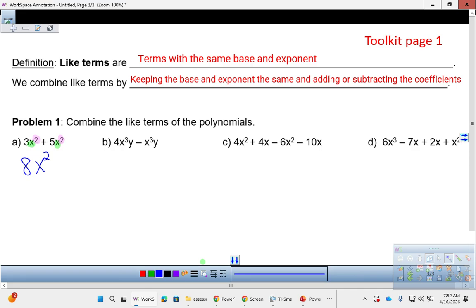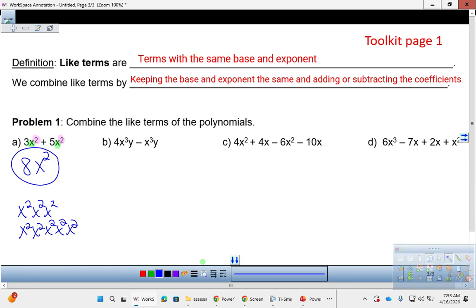So this is like me saying I have 3 x squareds, and I add 5 more in. They're all still x squareds. I just have more of them. I have a total of 8 of them. So combining these, I get 8x squared.